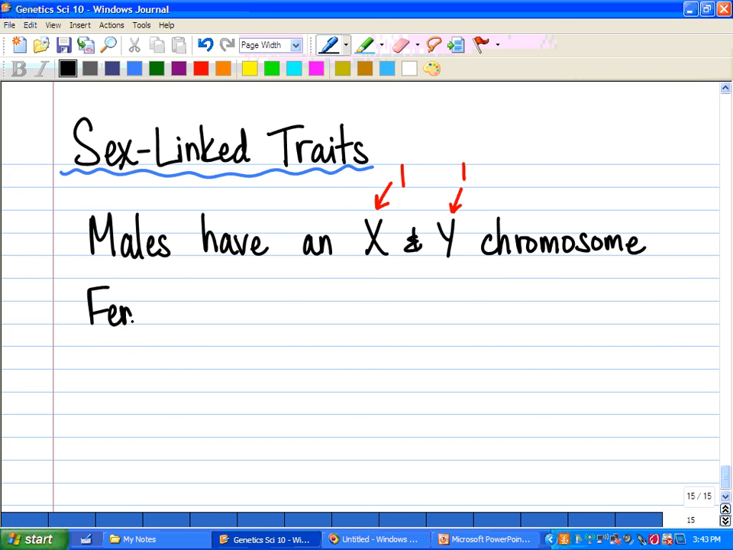Females, on the other hand, have 2 X chromosomes.